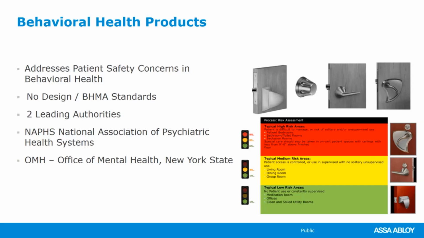However, we fall back on two different authorities that write codes into behavioral health. One of them is NAPHS, the National Association of Psychiatric Health Systems. The other one, which is probably more widely known, is OMH, the Office of Mental Health for New York State. OMH actually does very deep testing on everyone's materials. They print a booklet every year of OMH approved product. The picture I'm showing you with the red, the yellow, and the green is their requirements.